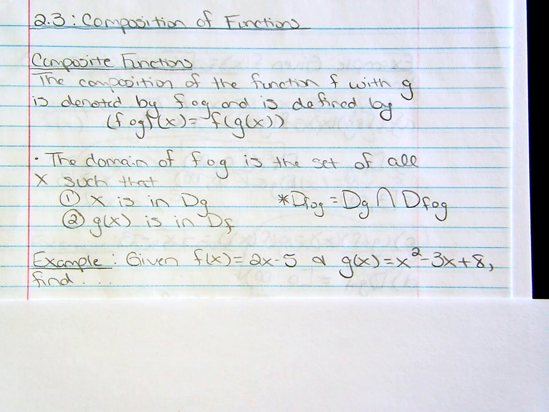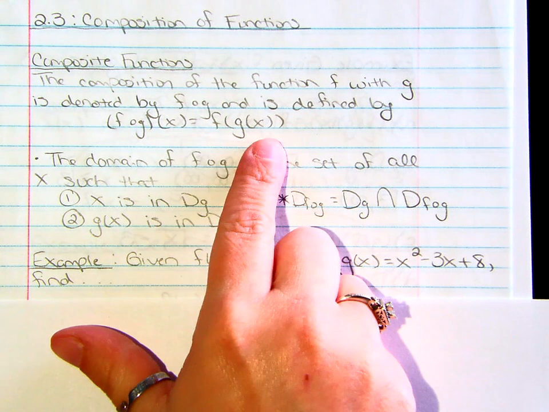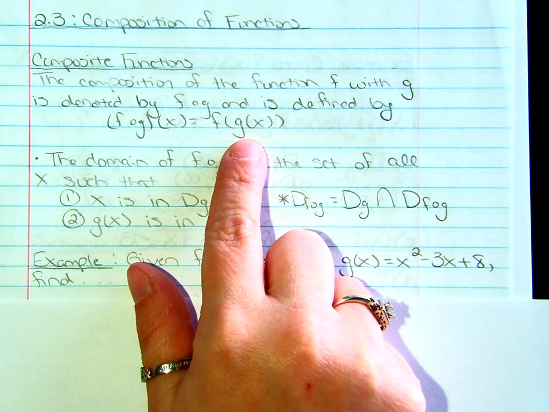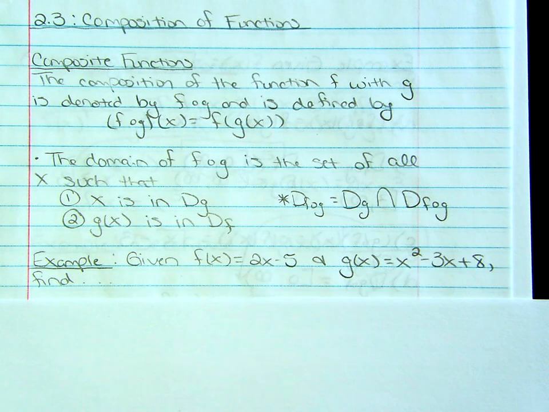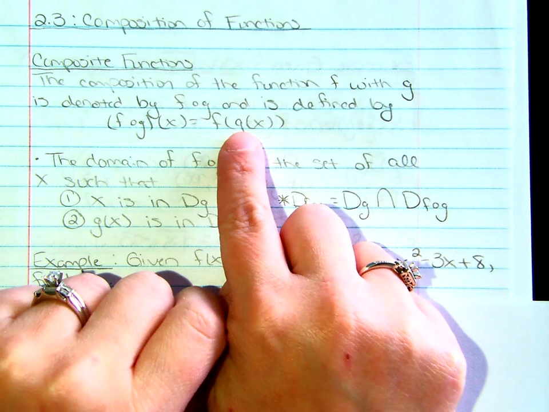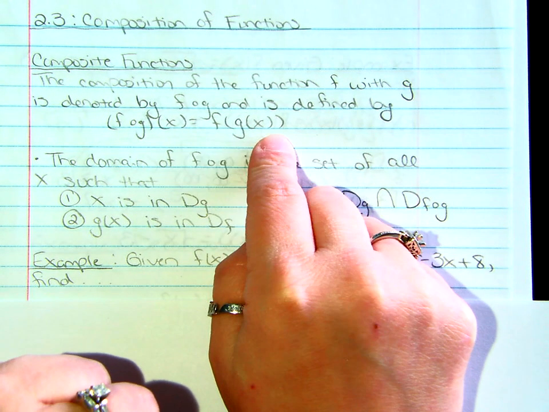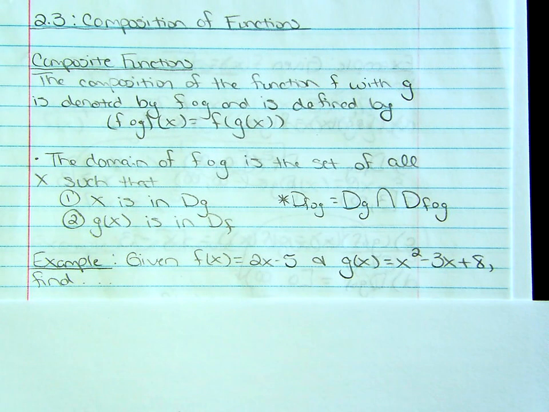The composition of a function f with g is denoted by a little circle in between, and we read it f of g, and is defined by (f∘g)(x) is the same thing as f of g of x. They're read the exact same way. But I kind of like this format on the right better, because what it's showing you is that instead of x, we're taking the whole function g of x and sticking it inside of our f of x function. So we're going to plug the whole function in there. I like that notation a little bit better, but we will use both as we move throughout.